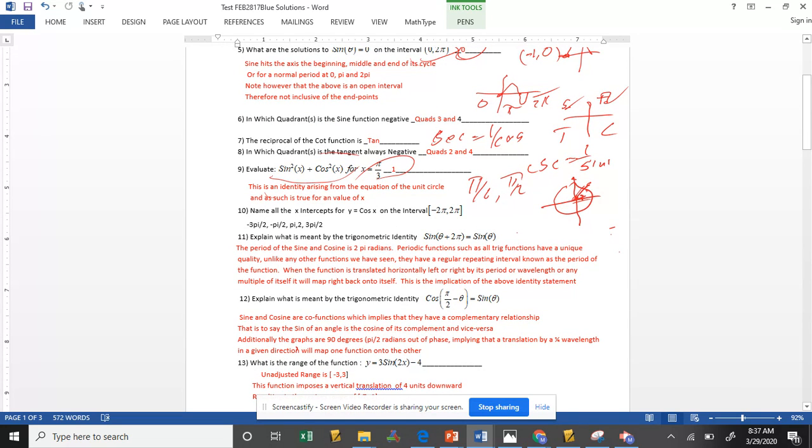Name all the x-intercepts of cosine. Well, of course, cosine is said to cross a quarter of the way in from the beginning and a quarter way in from the end. So that's pi over 2 and 3 pi over 2. But then the cosine is symmetric about the y-axis, so it's also negative 3 pi over 2 and negative pi over 2.